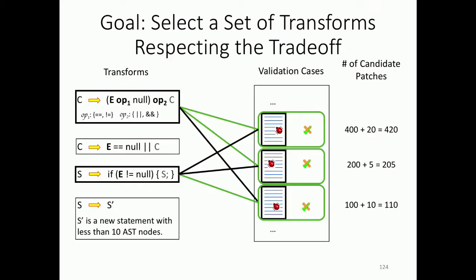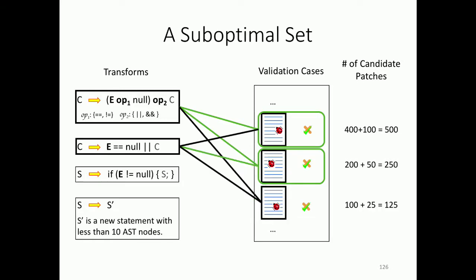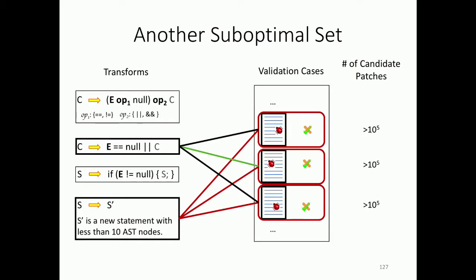So the goal is to select a set of transforms that respects the trade-off we have. For example, we can select the first one and the third one, which covers all 3 cases in the slides and produces a reasonable search space size. We want to avoid selecting 2 overlapping transforms or transforms that blow up the search space.